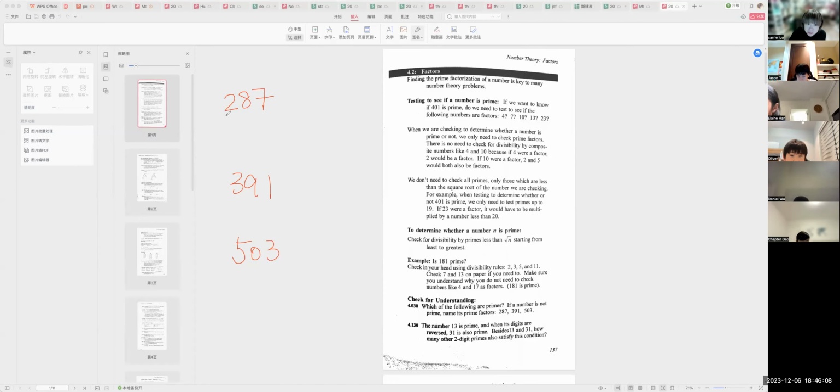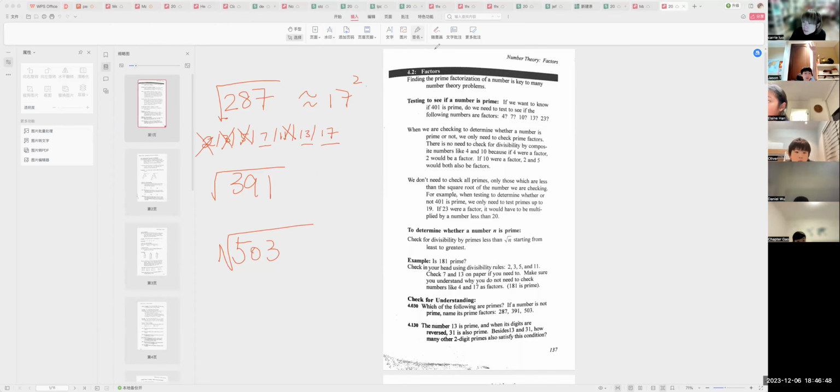The first one, 287: first of all, we can just take the square root of the number to find the closest number, and then you know where to stop. Okay, 287, which one will be the closest? I think Jason already told us, right? 17. Very close to 17 squared, right? So I know we only need to try 2, 3, 5, 7, 11, 13, and 17. Correct, everybody? But 2, we don't have to do it. 3, we don't have to do it. 5, we don't have to do it. 11, we don't have to do it. So all we need to try is 7, 13, and 17. Get it, everybody? Chapter, do you understand?